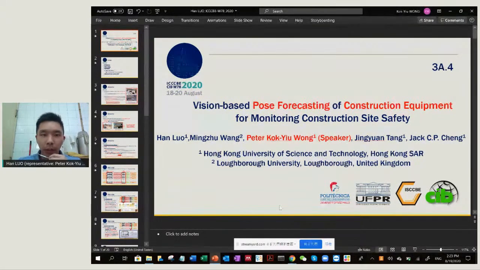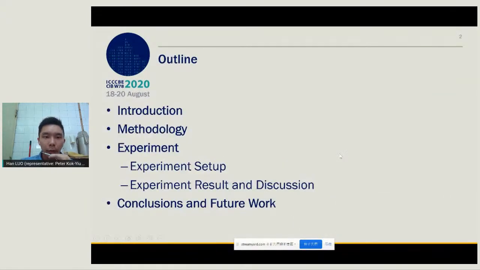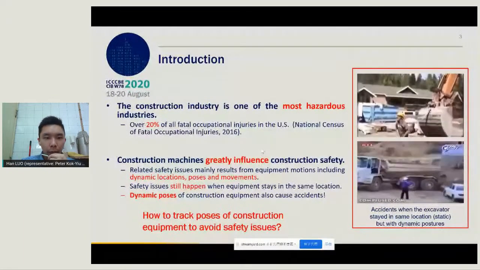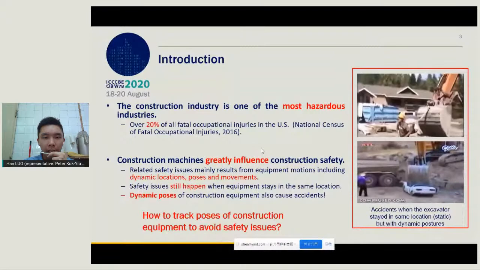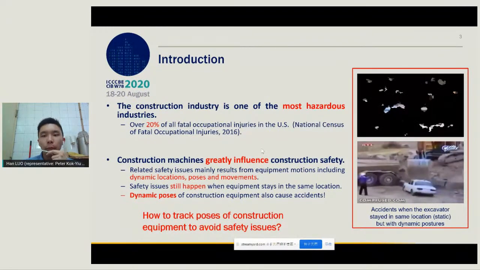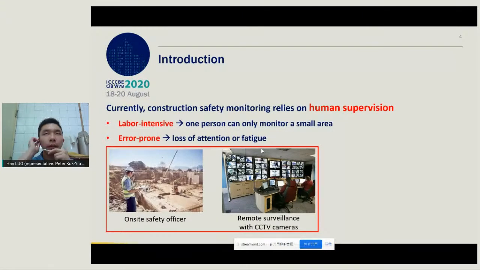Okay. So hello everyone. This is Peter Wong from the Hong Kong University of Science and Technology. I'll be presenting our work about forecasting the pose of construction equipment for safety monitoring on construction sites. Basically, I'll go through introducing my motivation and the methodology we use, and then presenting the result of the experiment. As we know, the construction industry is quite a dangerous place with different accidents occurring, and particularly construction machines themselves have safety concerns when they are staying, but still operating and maybe swinging the arm elsewhere. So it is important to track the pose of machines.